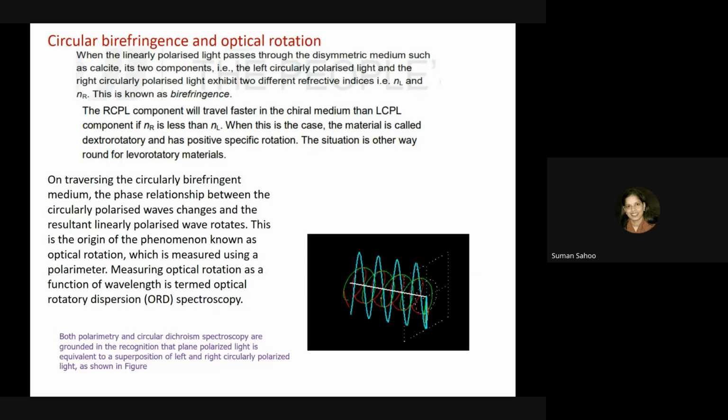That is this blue structure. So this linearly polarized light, when passed through a dissymmetric medium such as calcite, which is a crystal, has two components, because our linearly polarized light has two components.